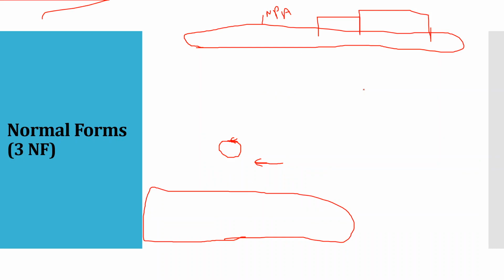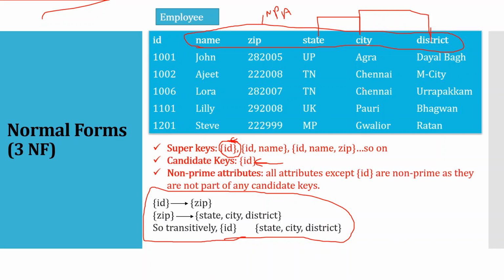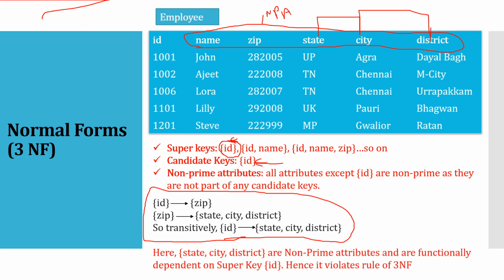So we can say that in our example, state, city and district are non-prime attributes, and because ID is a super key, they are transitively dependent on this particular ID, and hence this table is not in third NF. We need to try to remove this type of transitive dependency. Clear with this, guys, everyone, what I am saying right now?